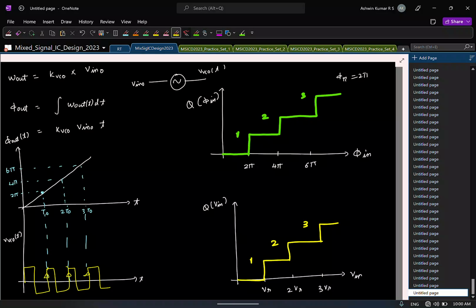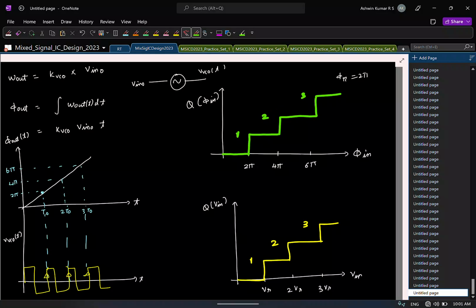So now if you look at what's happening, the output of this quantizer is 0 till 2 pi. Basically what I am saying is, once it becomes 2 pi, the output is 1. Which means once it finishes one clock cycle, or when I get the first clock edge, the output is 1. And once the phase exceeds 4 pi, which means I get the second clock edge, the output is 2. I get the third clock edge, output is 3 and so on.